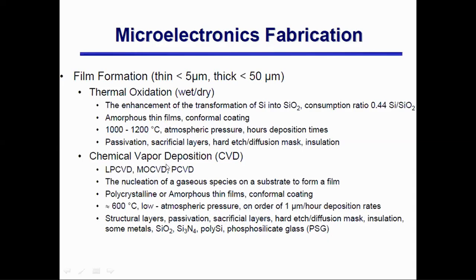Some materials that you could deposit by CVD, these materials could be silicon dioxide layer, silicon nitride layer, polysilicon layer, PSG, phosphosilicate glass, which is known as PSG. So these materials you could add to the silicon wafer with chemical vapor deposition.